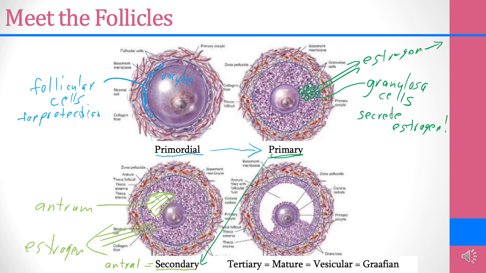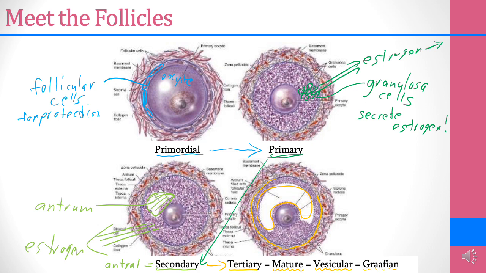Okay, then finally the secondary becomes a tertiary, which is also known as a mature follicle because it is almost ready to be ovulated. It's also known as a vesicular follicle because it's got this big antrum that looks like a vesicle, okay? And it's known as a Graafian follicle after a Dr. de Graaf who discovered them in the first place or characterized them.